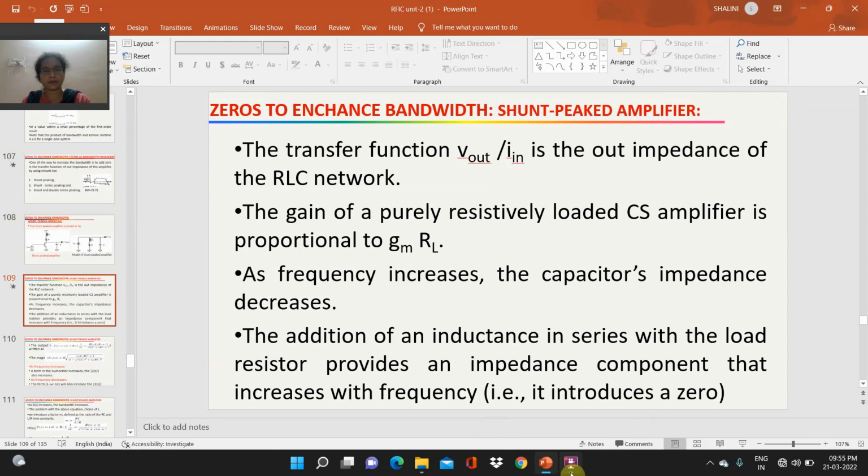The gain of a purely resistive loaded CS amplifier is proportional to gm times RL. As frequency increases, the capacitor's impedance decreases. The addition of an inductance in series with the load resistor provides an impedance component that increases with frequency, that is, it introduces a zero.